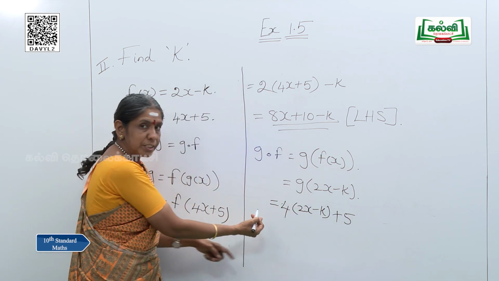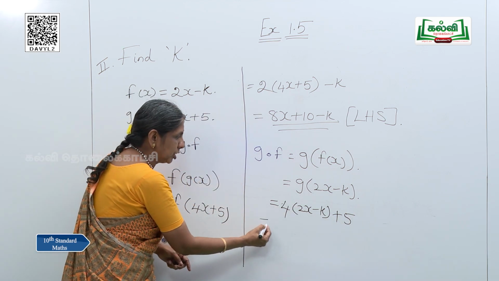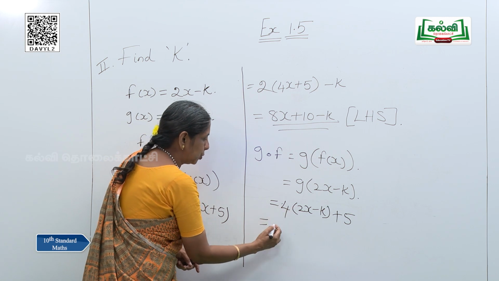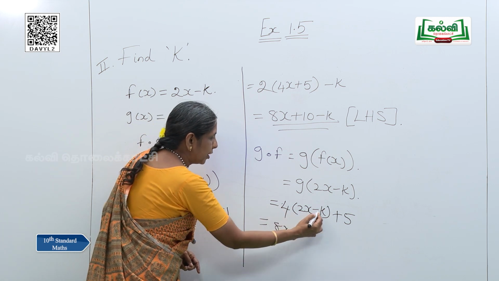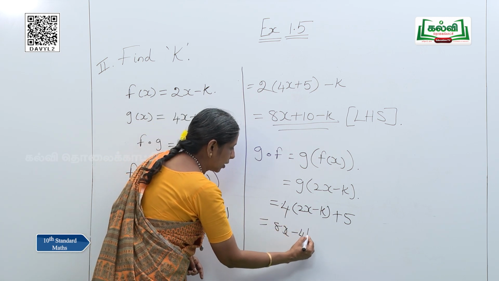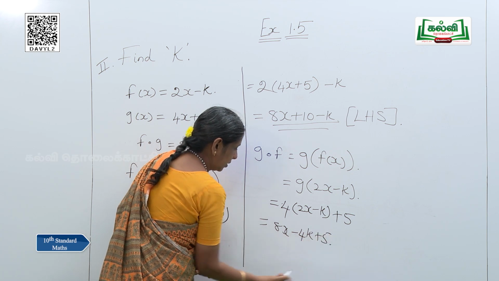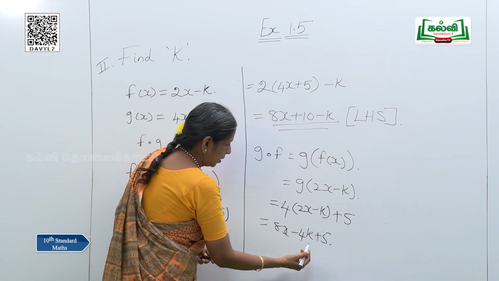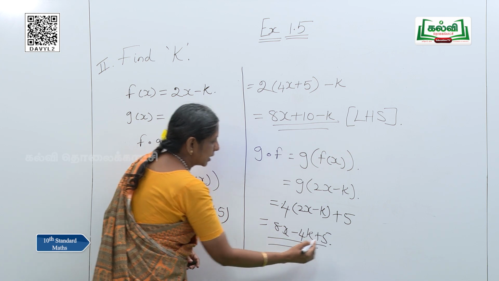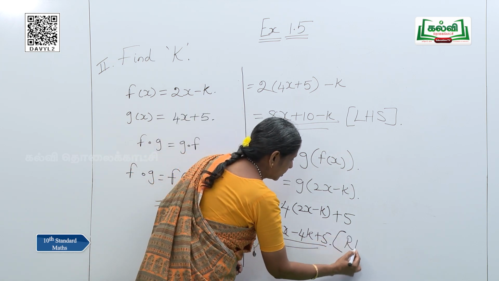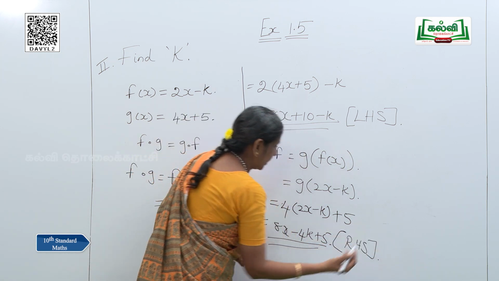Now, a bracket preceded by a number means multiplication. So, multiply it. 4 into 2, 8x, 4 into minus k, minus 4k, plus 5. Okay. Let me call this the right hand side. This is the value you got for the right hand side.